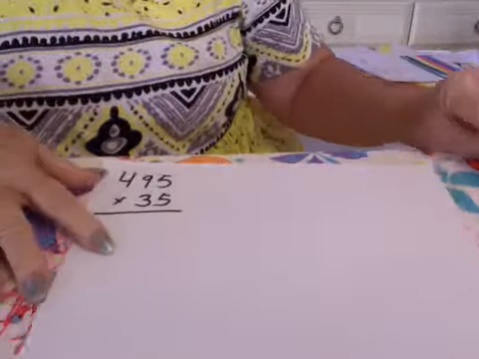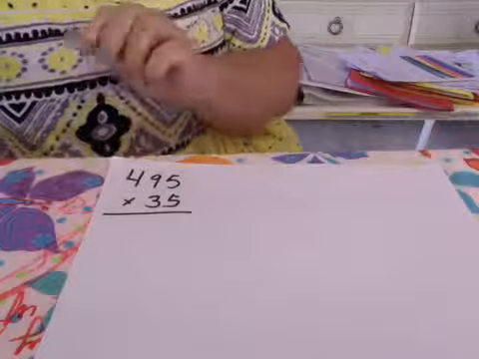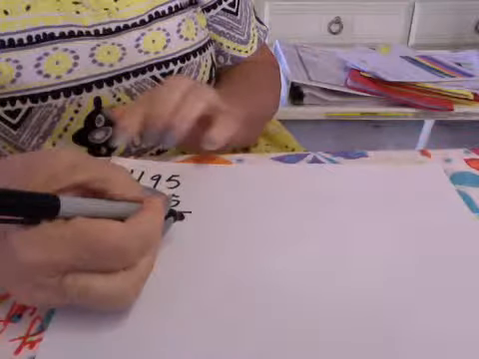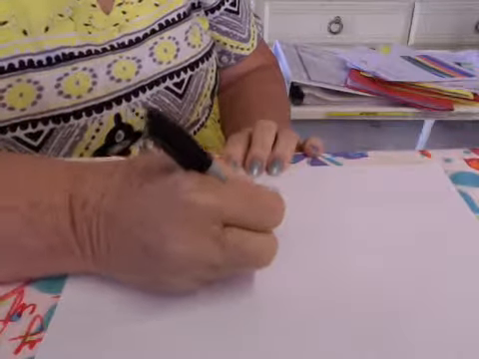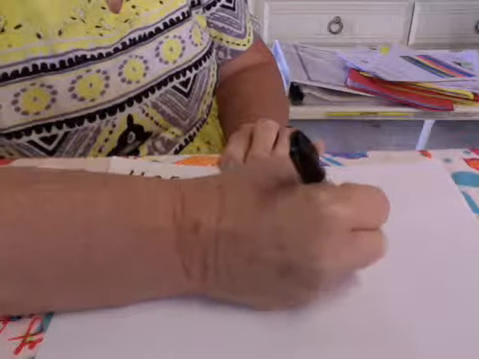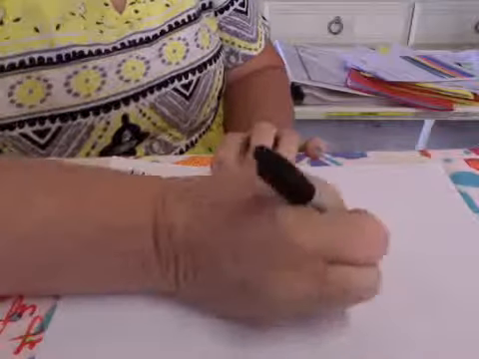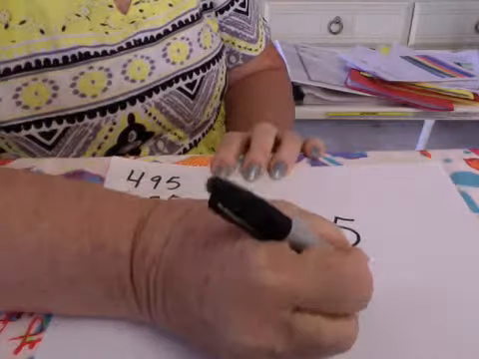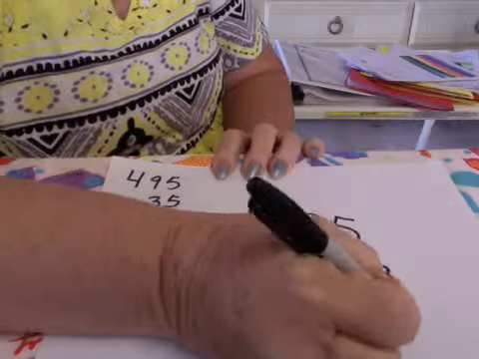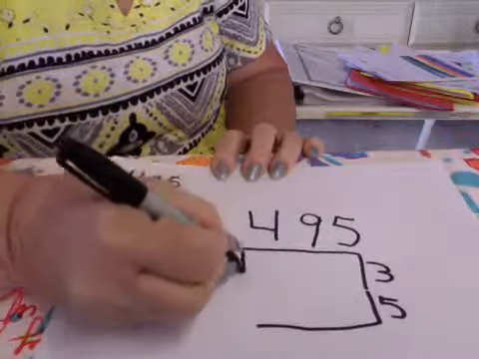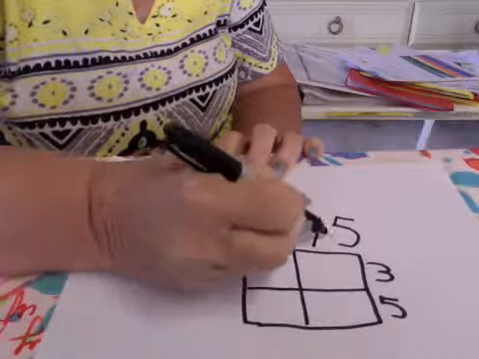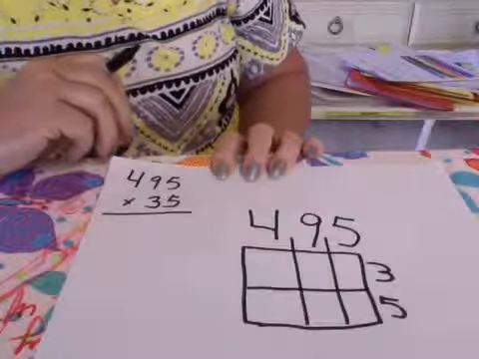Okay. So let's start with one similar to what we ended with, which is a 3x2. And we're going to lay it out. You lay it out with me. We have 495 by 35. Complete this. This should look like this.